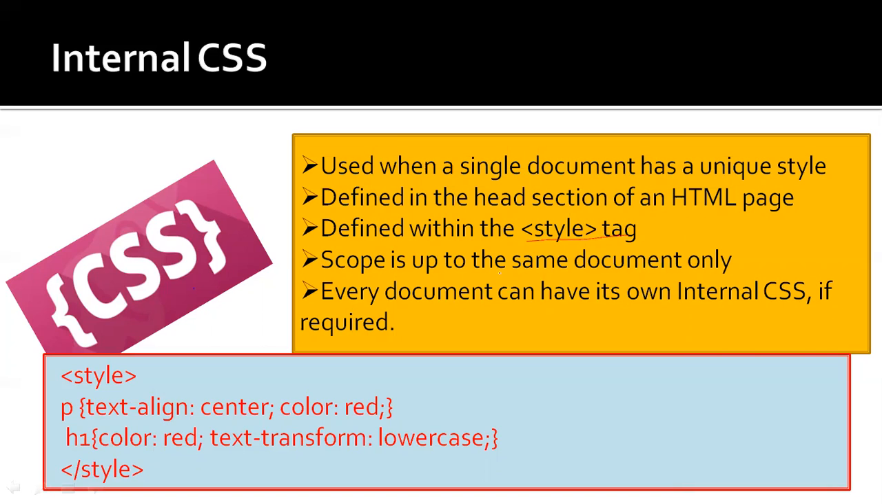The scope is up to the same document only. Every document can have its own internal CSS if required. Now let's see the example. In internal CSS, the properties are written inside the style tag.